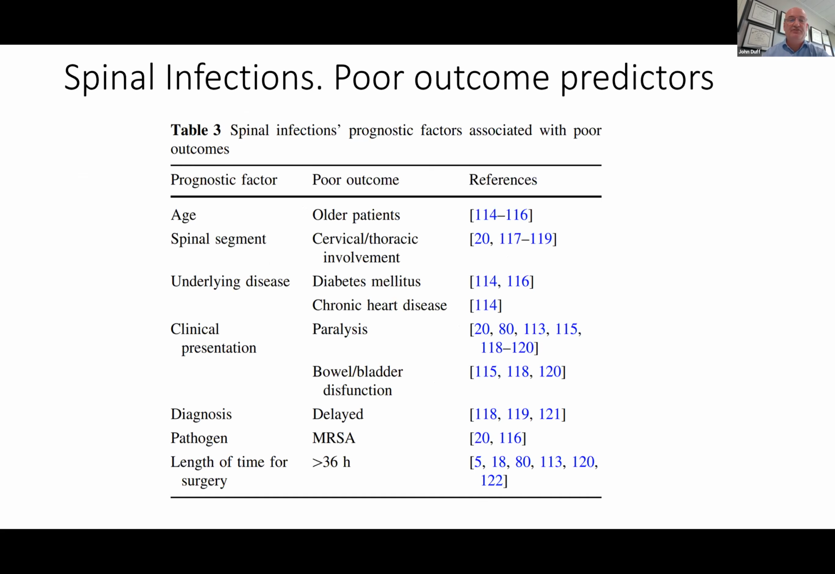So what are the poor outcome predictors? Well, typically, as you would imagine, age is one of the main ones. For reasons that are not clear to me, cervical and thoracic involvement seems to be a factor. Any chronic underlying disease, for example, diabetes, chronic heart disease, any neurologic dysfunction, so any paralysis of the lower extremities, any bowel or bladder dysfunction, delay in diagnosis, methicillin-resistant Staph aureus is also difficult to treat and has poor outcomes, and a significant delay between the onset of symptoms and the definitive treatment is also a factor in poor outcome.